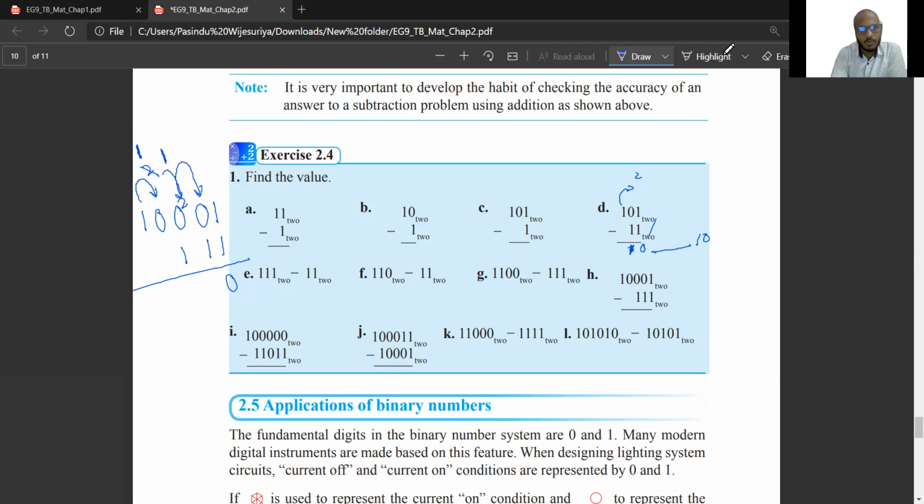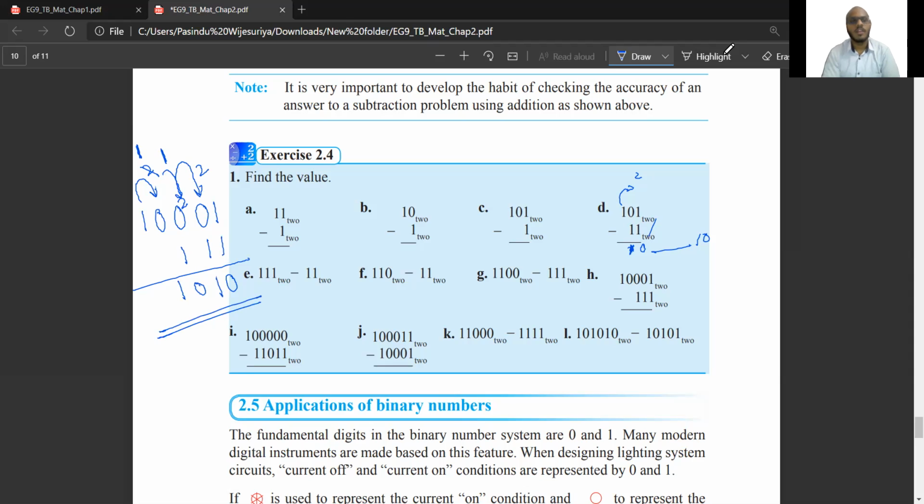So here it will be 1, and here it will be 2. So 2 minus 1 is going to be 1. 1 minus 1 is going to be 0. Here there is 0. So 0 minus 1 is 1. This might be a bit confusing.